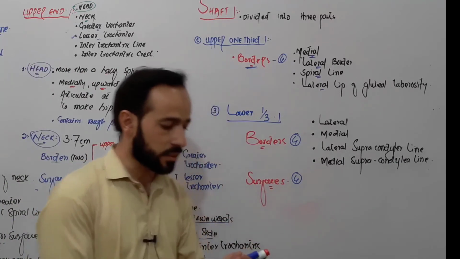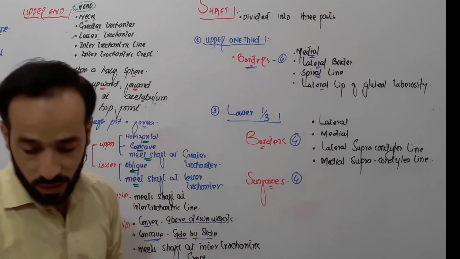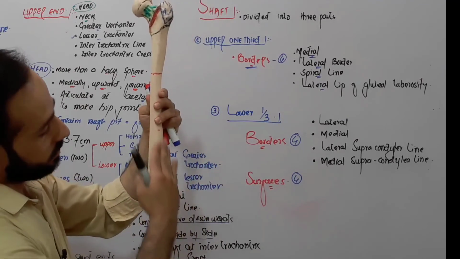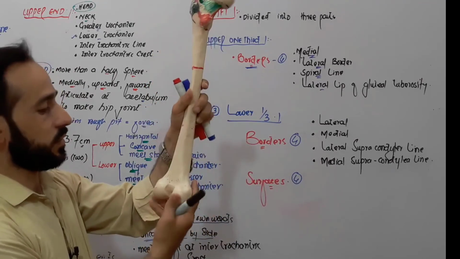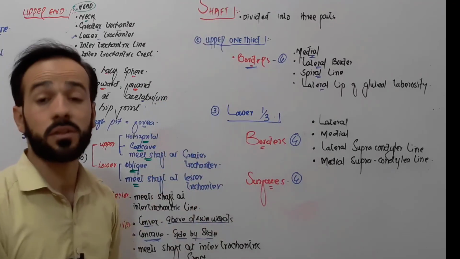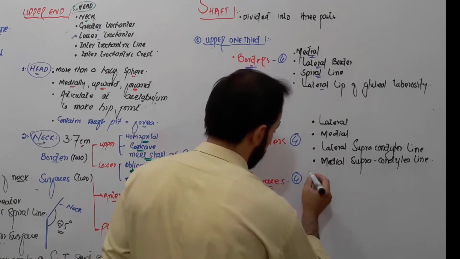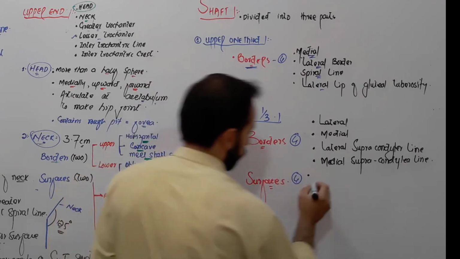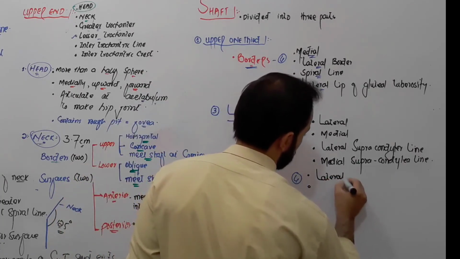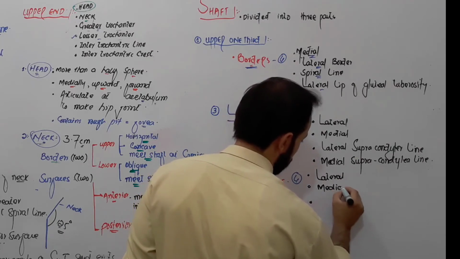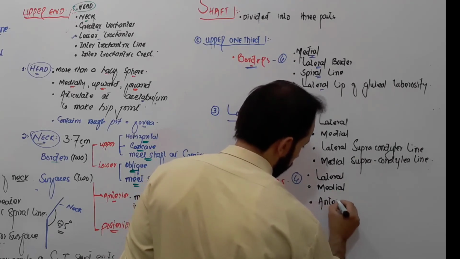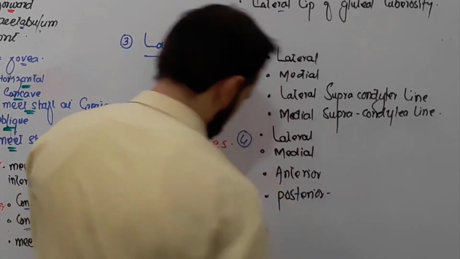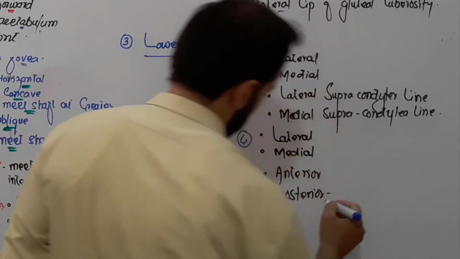And how many surfaces does it have? It has four surfaces. And what are those surfaces? First, this is the anterior surface. This is the lateral surface, this is the medial surface, and this is the posterior surface. Let me write here first, then we will go for the practical video of this lower 1/3. So there is the lateral surface, the medial surface, the anterior surface, and then the posterior surface.